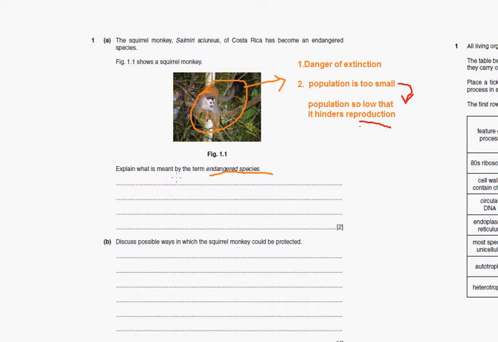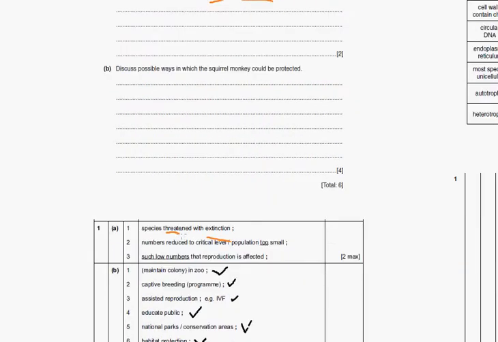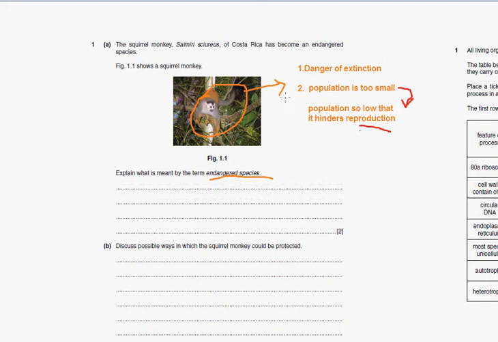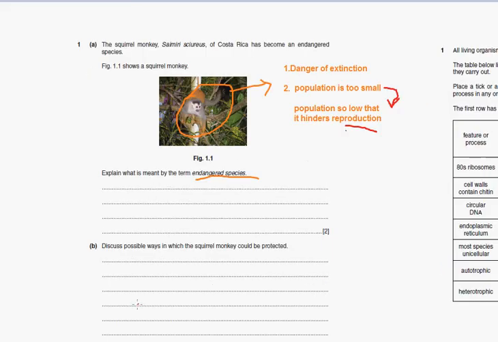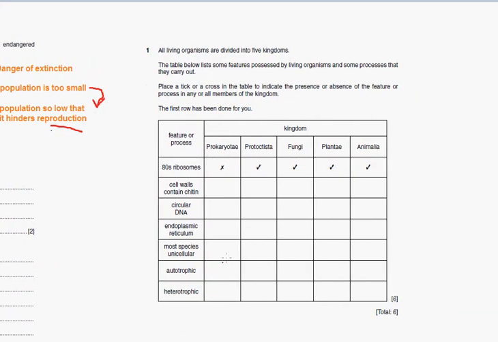Endangered species are the species which have a danger of extinction, which are threatened by extinction, and normally their population is too small, so small that they can hardly even reproduce. Okay, we know that if the population is high, then reproduction takes place more, right? Then the other thing that I wanted to do was this one, this table of characteristics.